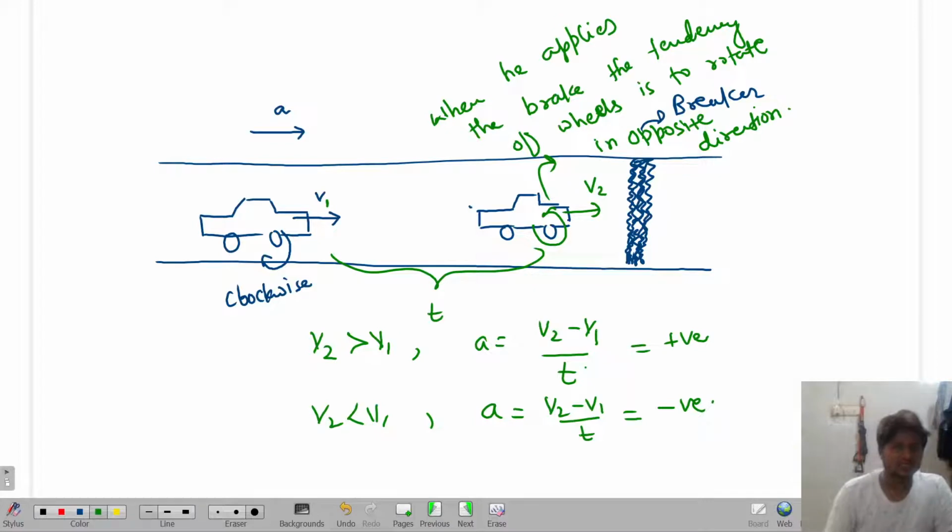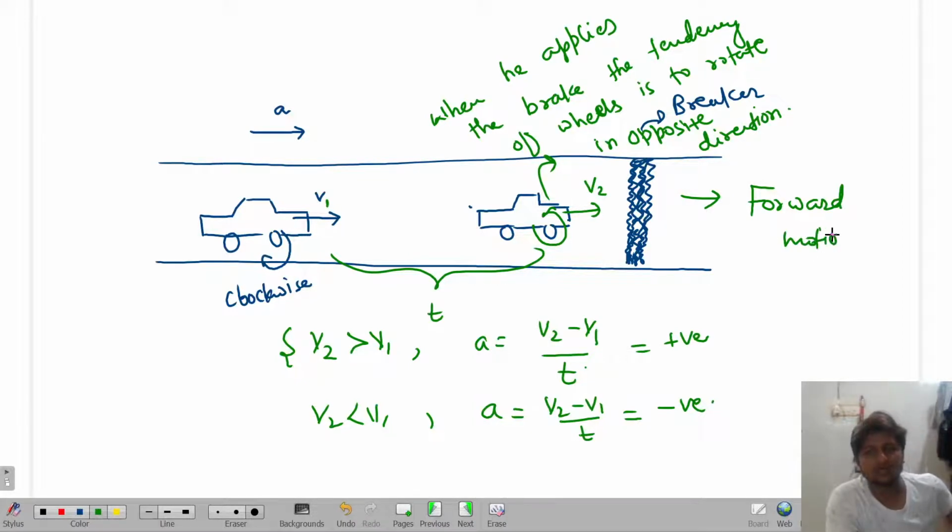What I understood is that in both cases, in one case acceleration is positive, in the other case acceleration is negative. But still these two things are happening in which direction? In the direction of forward motion only. When the acceleration is positive, I'm going to call this normal acceleration. When the acceleration becomes negative, I'm going to call this retardation.